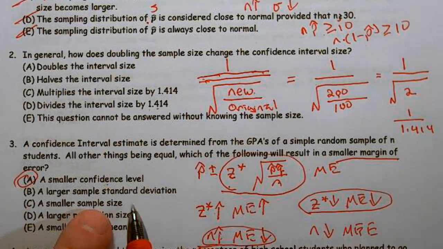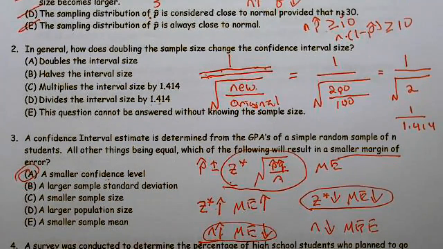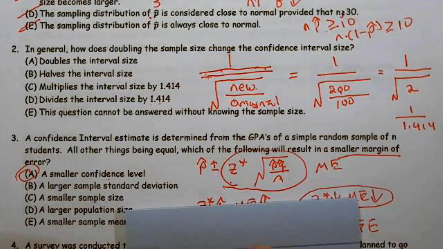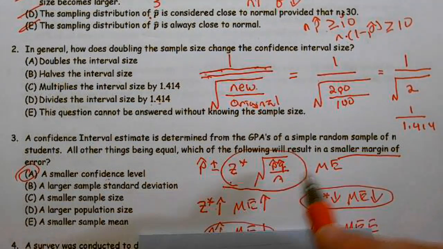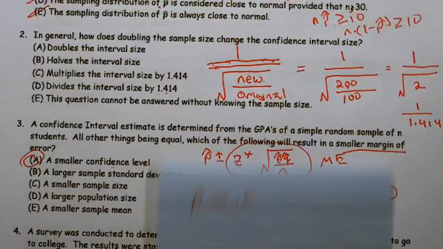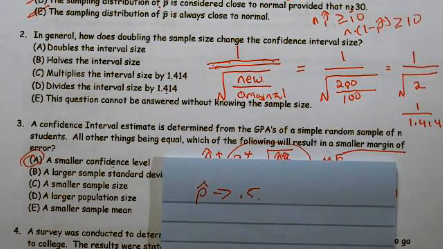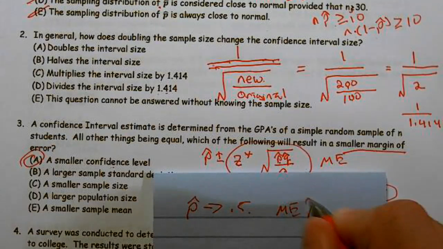Now, standard deviation. Be really careful. With the standard deviation, if we're talking about proportions, as p hat approaches 0.5, we end up with a larger standard deviation. That's in the numerator. So as p hat gets closer to 0.5 from either direction, our margin of error increases.